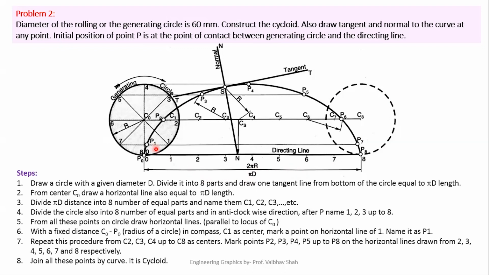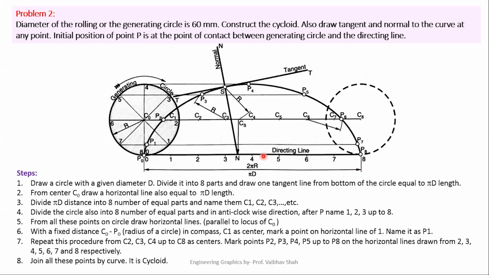Now, as we have divided this circle into 8 number of equal parts, so we have to compulsorily divide this straight line also into 8 number of equal parts. Why? Because both the lengths are of a circumferential distance of the circle. So now after drawing this line into 8 number of equal parts, we have to give the numbering from the starting point 0, 1, 2, 3, 4, 5, 6, 7, and 8.